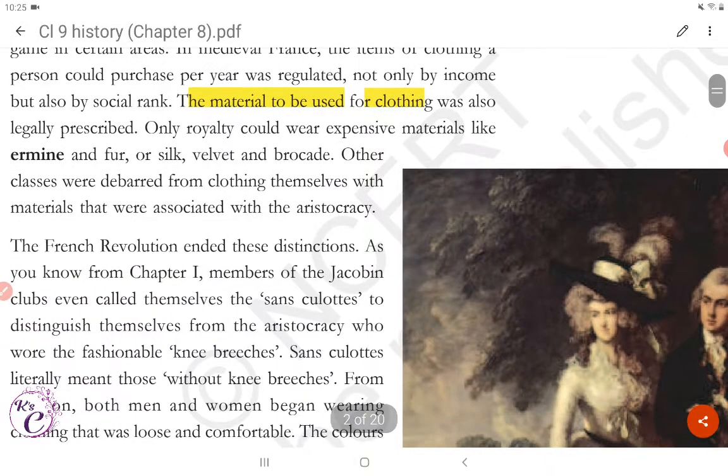Only royalty could wear expensive materials like ermine and fur, or silk, velvet, and brocade. Other classes were debarred from clothing themselves with materials that were associated with the aristocracy.